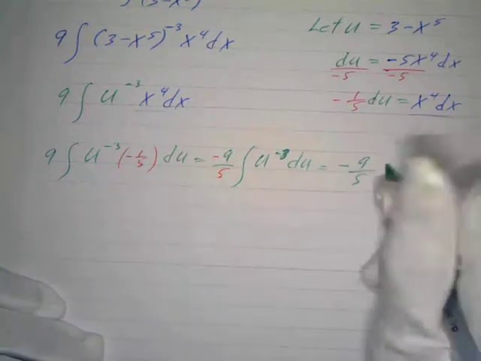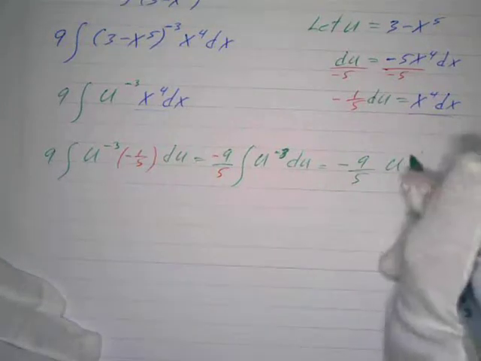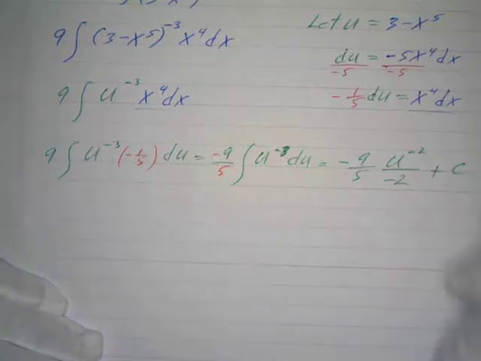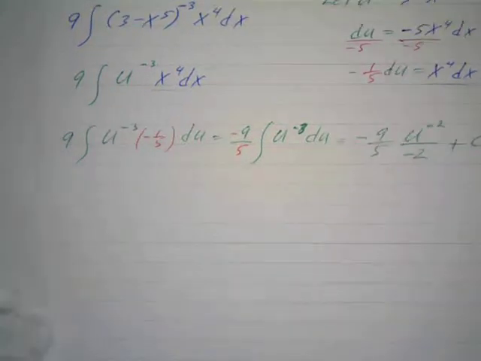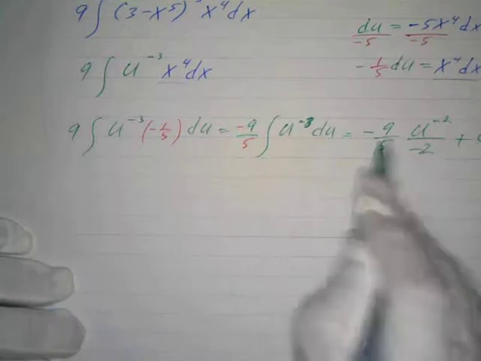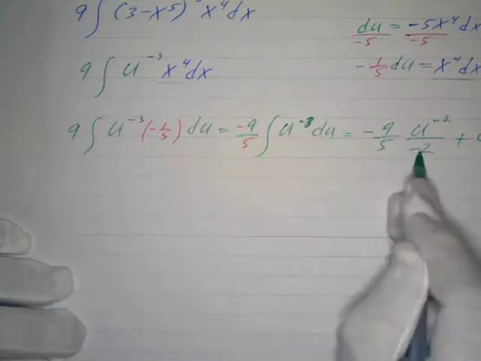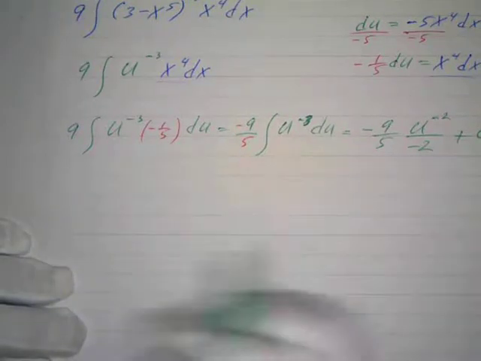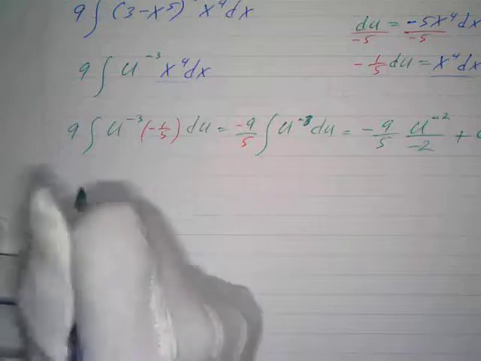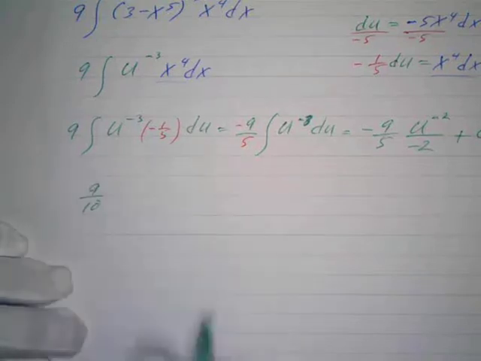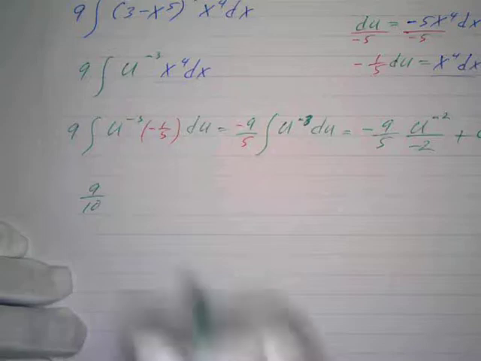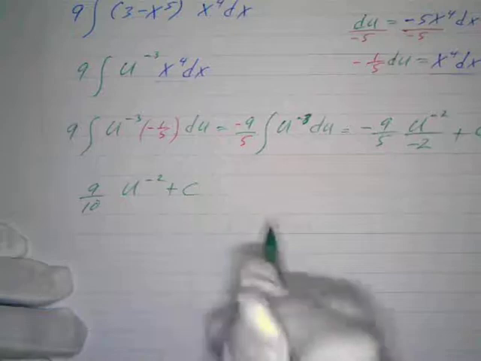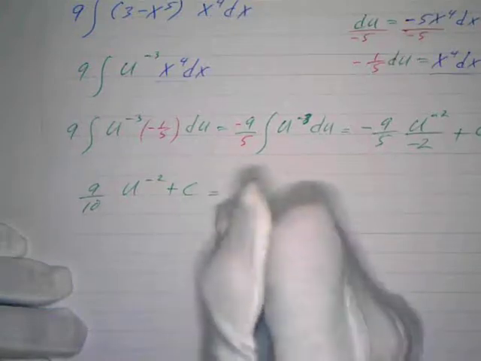So that's going to equal negative 9 over 5, and that's going to be u to the, if I add 1 to negative 3, I get negative 2, and I'm going to divide by negative 2, plus c. And we can pull the negative 1/2 out in front, and negative 9 over 5 times negative 1/2, a negative times a negative is positive, so I get 9 over 10 times u to the negative 2 plus c.